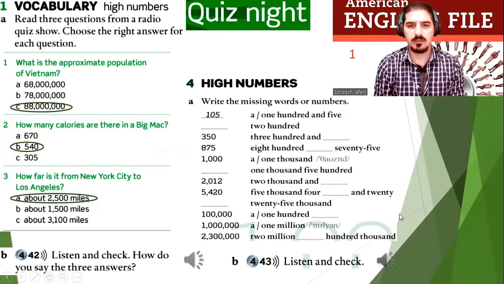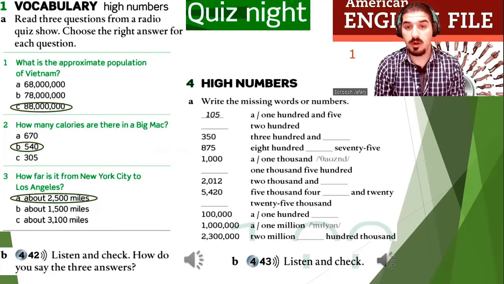4.43. 105. 200. 350. 875. 1,000. 1,500. 2,012. 5,420. 25,000. 100,000. 1,000,000. 2,300,000.